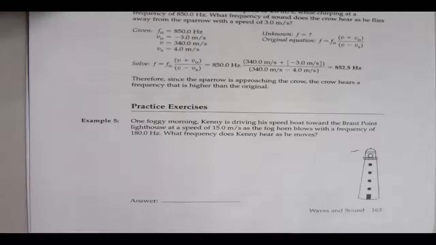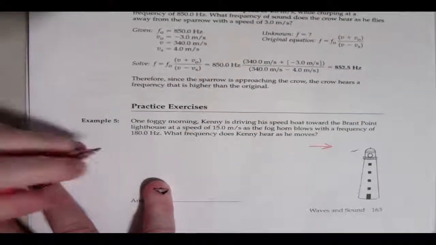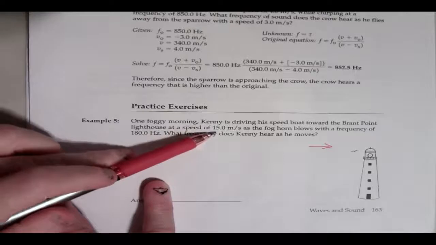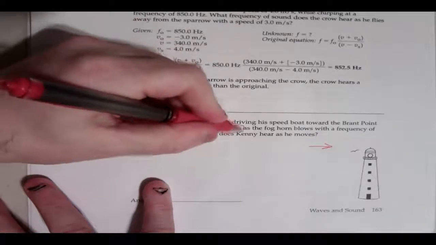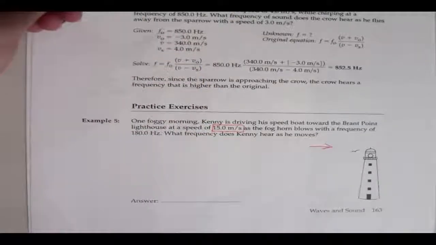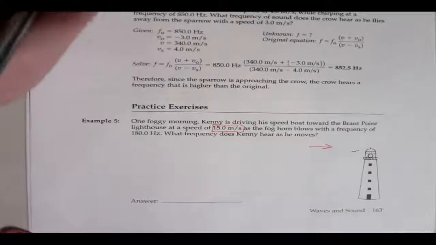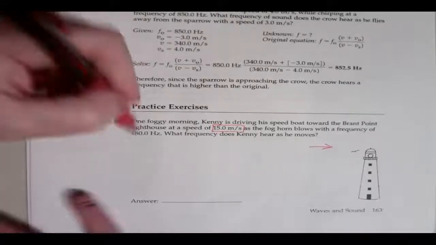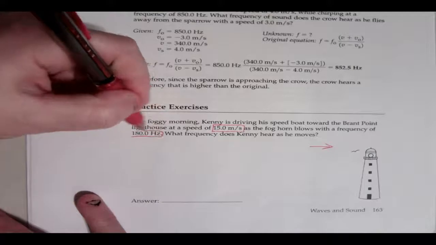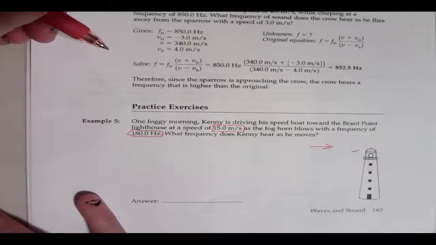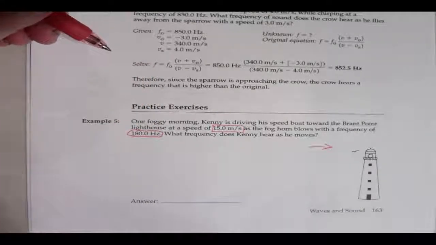So, number 5. One foggy morning, Ken is driving a speedboat towards the Brent Point Lighthouse with a speed of 15 meters per second. As the foghorn blows, with a frequency of 180 hertz. What frequency does Kenny hear?